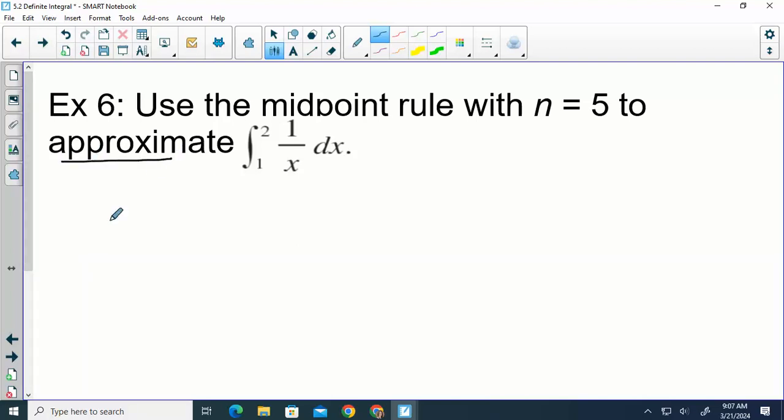So, we need our change in x. How do we get that? 2 minus 1 over 5, because 5 rectangles. So change in x is 1/5, or if you're more comfortable with decimals, 0.2, whatever you like. Okay, when we set this up, that means all of these rectangles have a width of 0.2 or 1/5. And we are adding up 5 of them.